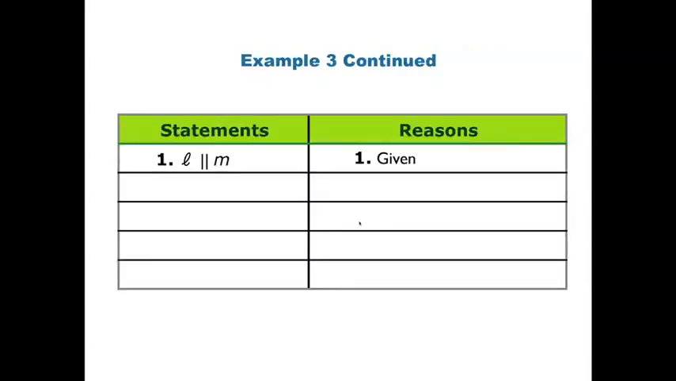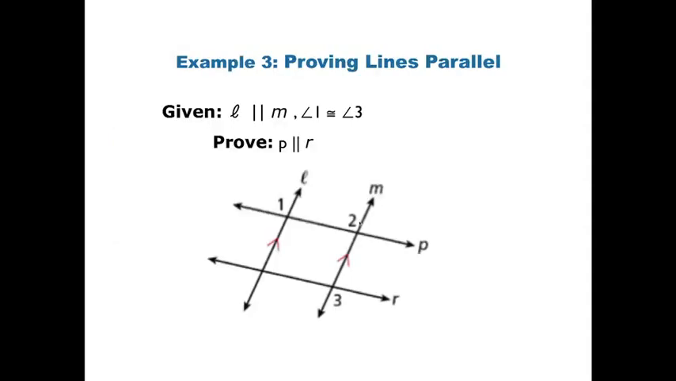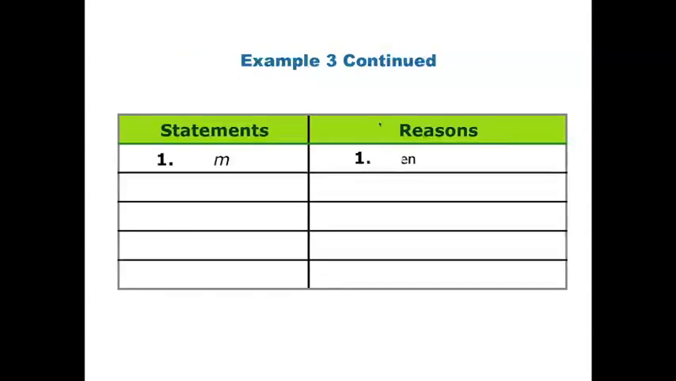So I start with the fact that lines L and M are parallel. That's my given. I'm going to make the statement that 1 and 2 are congruent by the corresponding angles theorem. Then I'm going to go back. Remember, my other given was that angle 1 is congruent to angle 3, right there. So I'm going to use that as my next statement. So that's going to be my third statement. So angle 1 is congruent to angle 3.